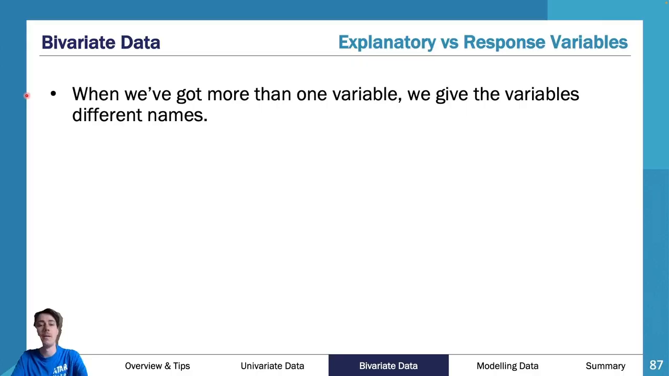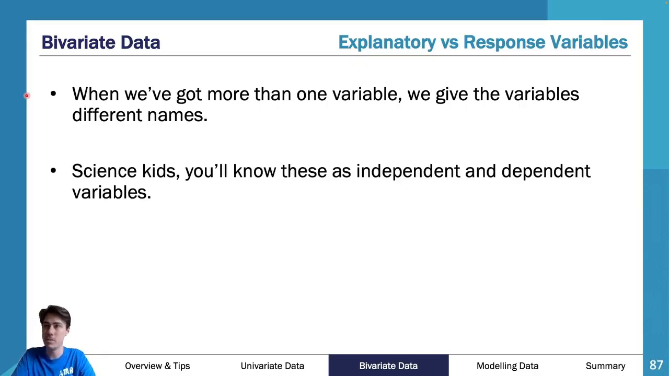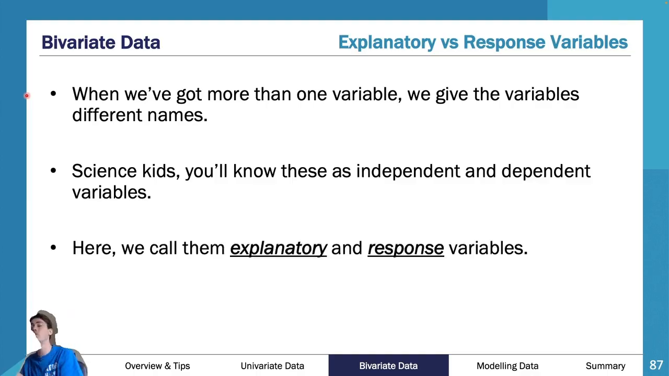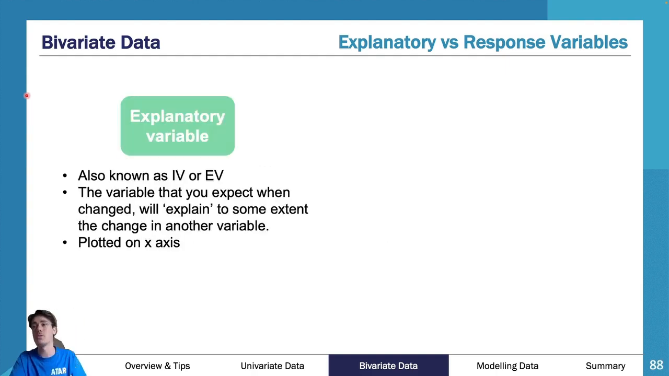So bivariate data, when we've got more than one variable, we give the variables different names. Science kids will know this is the independent and dependent. For general maths, we call this explanatory and response. They are the exact same thing, we just use different naming. Explanatory is known as the independent variable, or in general, we are going to call it explanatory variable, EV.